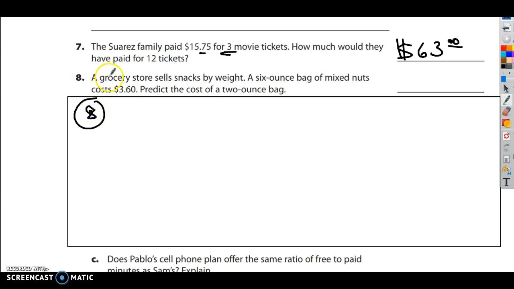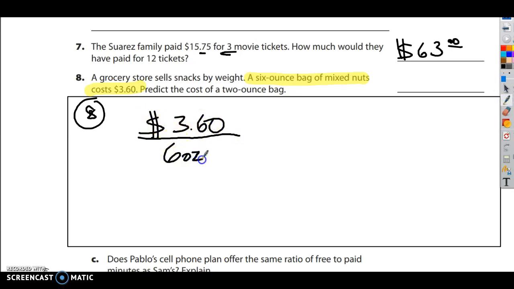You absolutely can. We're going to go ahead and talk about this right here. A 6-ounce bag is $3.60. I'm going to put $3.60 over 6 ounces. And then I'm going to predict the cost of a 2-ounce bag. I'm going to put 2 ounces as my second term, and a question mark here. And I'm going to ask myself, how do I get from 6 ounces to 2 ounces?